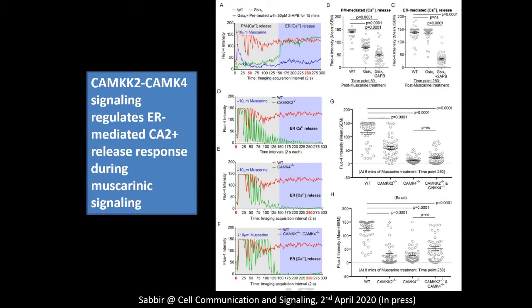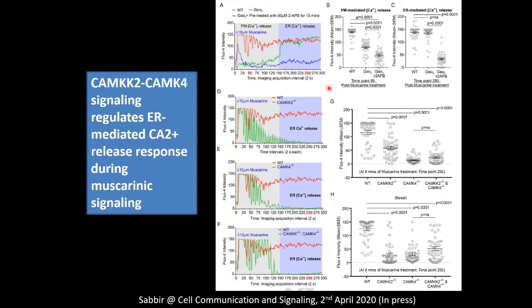Now, this is a very complex set of data. Therefore, I'll spend a considerable amount of time explaining the details. Overall, this dataset indicates that CAMKK2, CAMK4 signaling regulates endoplasmic reticulum-mediated calcium ion release response during cholinergic signaling. The top panel figure was presented before, but I'll explain it again for your convenience.